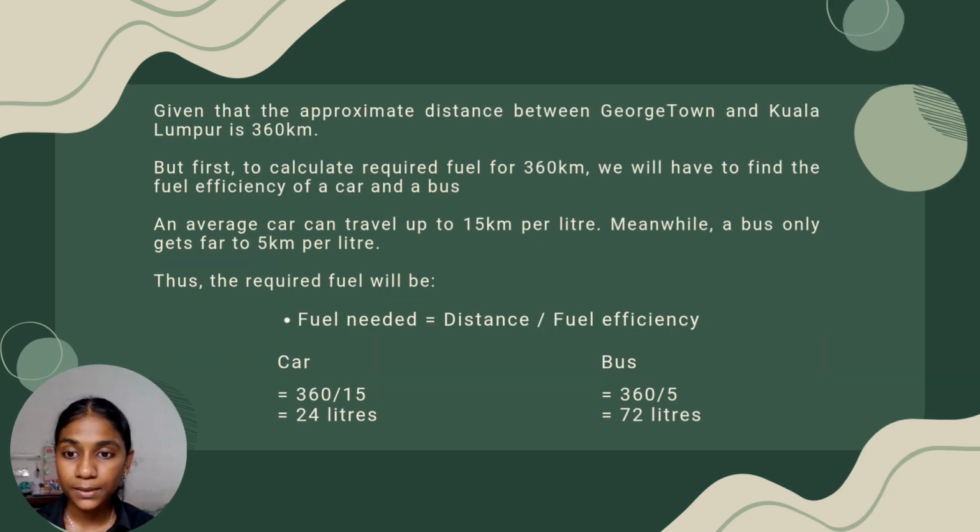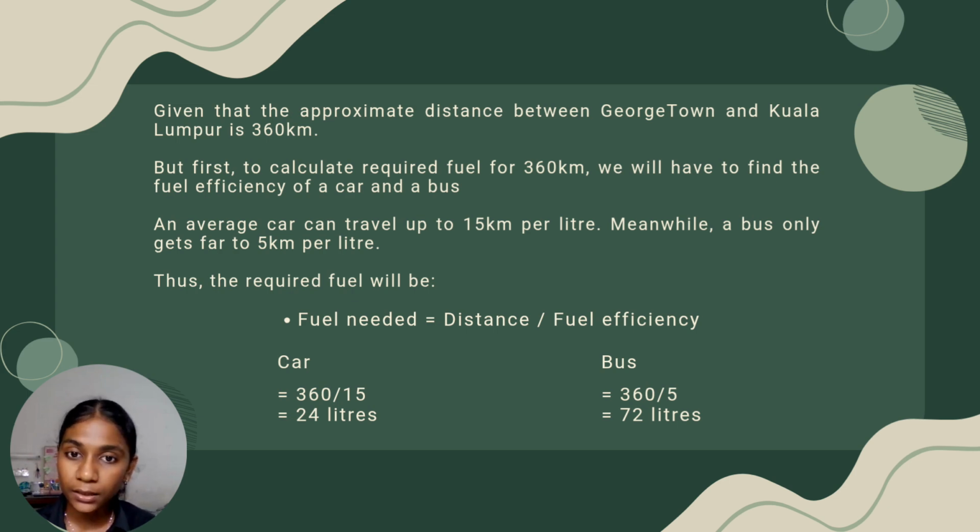Now, given that the approximate distance between Georgetown and Kuala Lumpur is 360 kilometers, but first, to calculate the required fuel to travel 360 kilometers, we will have to find the fuel efficiency of a car and a bus. They both have different values because a car is obviously a lot smaller and lighter, thus it doesn't require that much energy. Meanwhile, the bus, on the other hand, is heavy and carries passengers, so it needs a lot of burning of fuel.